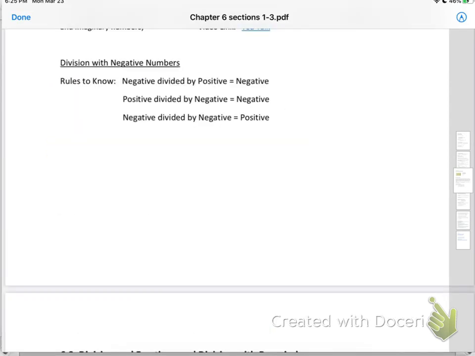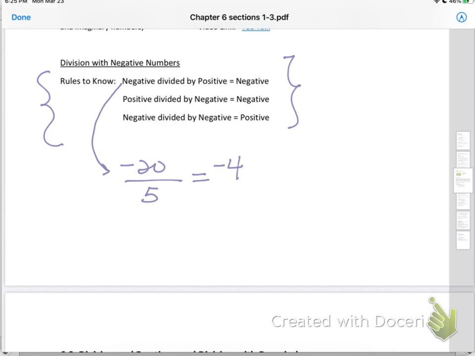All right. These are rules that you have to know and that kids struggle with. So if you have a negative, so we'll try some of these. So let's do some of these problems. A negative, like a negative 20, divided by a positive, will always give you a negative back. Okay, so that's one concept.